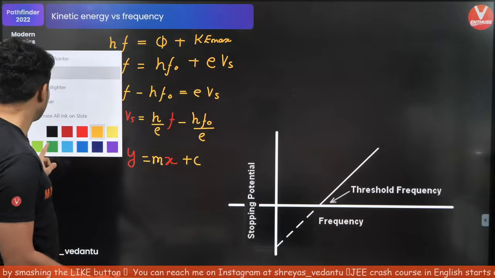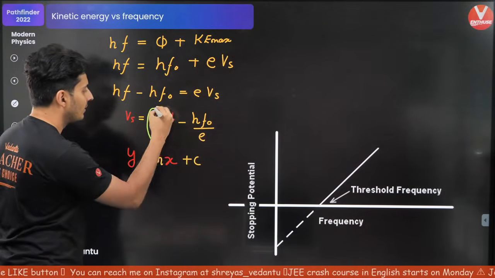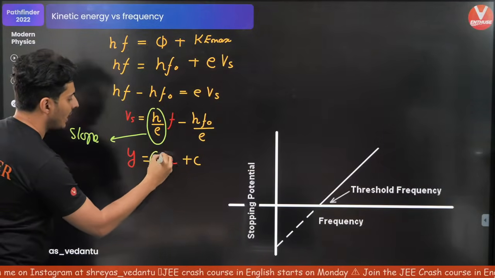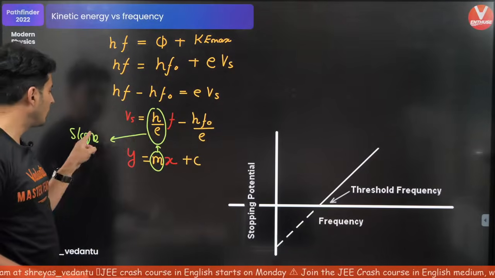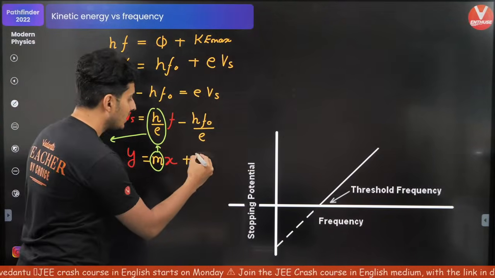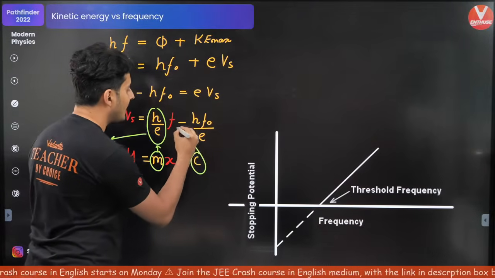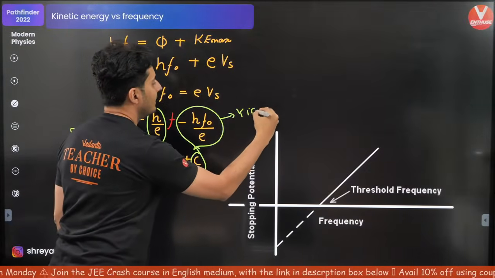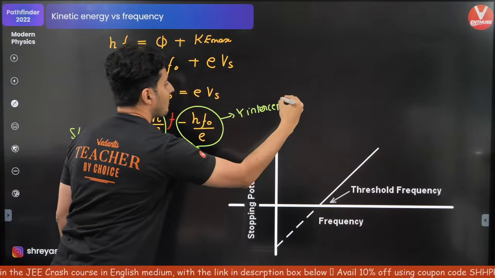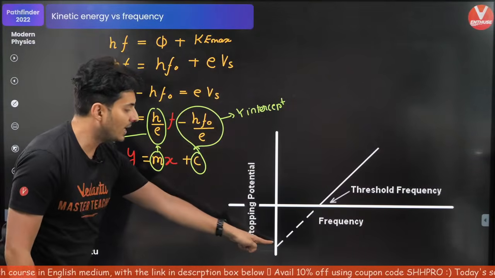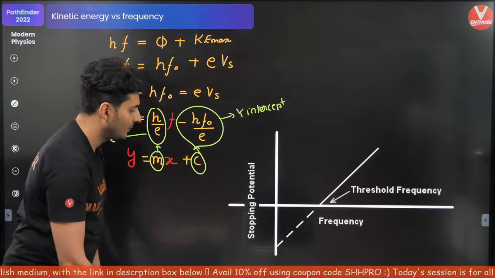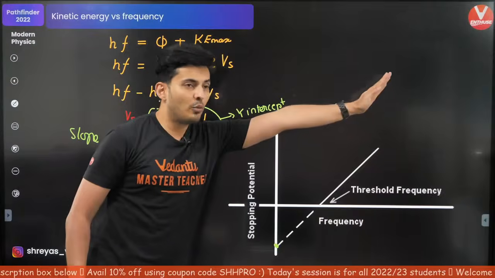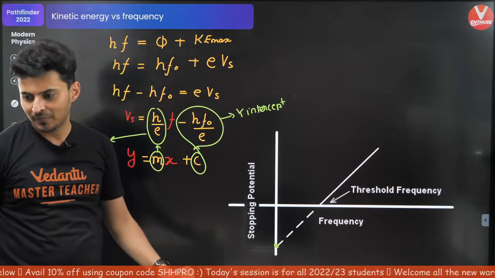This clearly tells me one interesting thing. This one over here is nothing but the slope of the graph, because that's what m tells you. m is nothing but the slope, so slope is h by e. Next thing, this c tells you the y-intercept. Y-intercept is nothing but this whole thing. Now notice that the y-intercept is negative. So that's why the graph starts from here. This is your y-intercept, and the slope is h by e, which is positive, it's a constant.